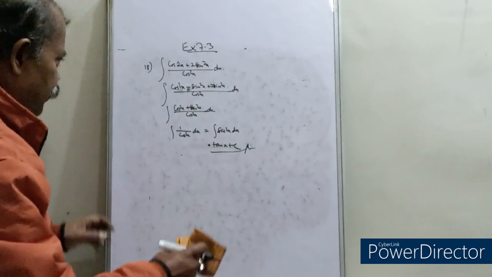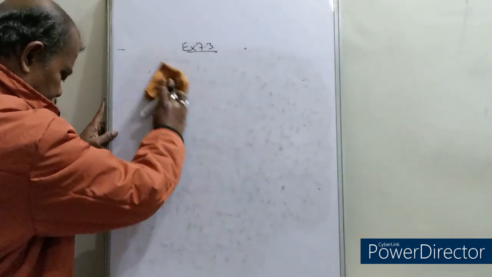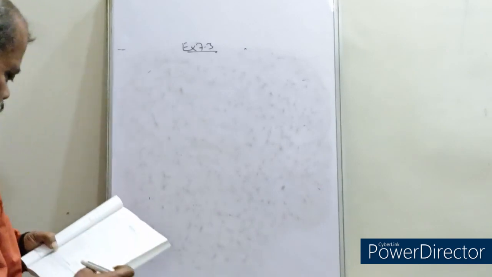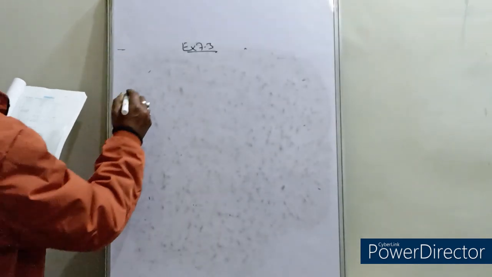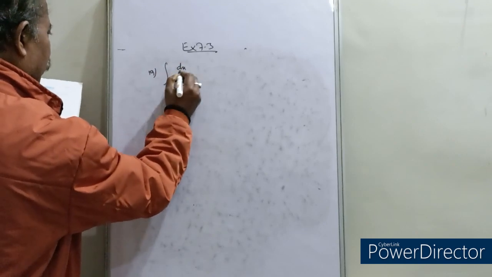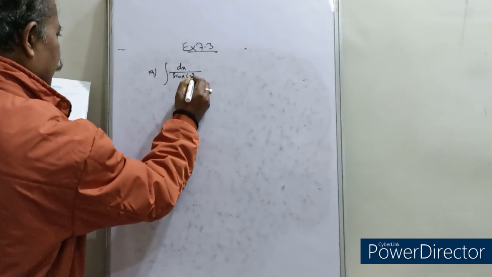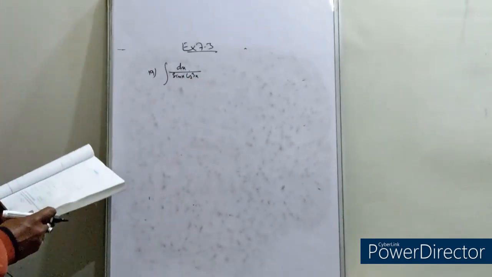Now I am moving to question number 19. Question number 19 is integration of dx by sin x cos cube x. So how to solve it?